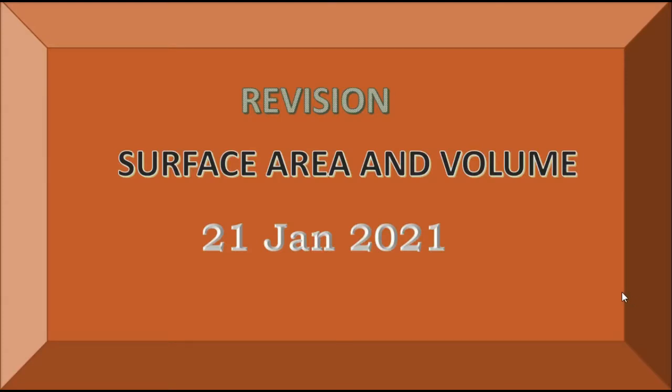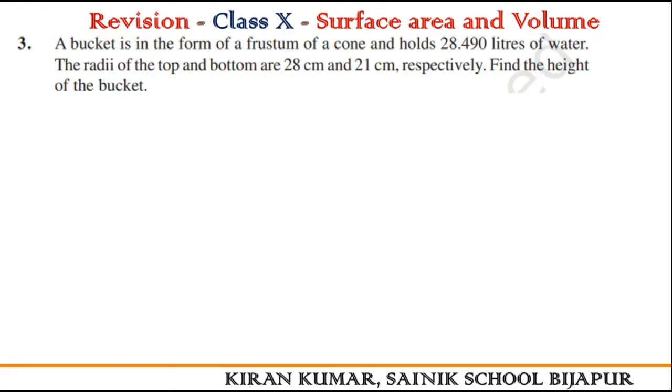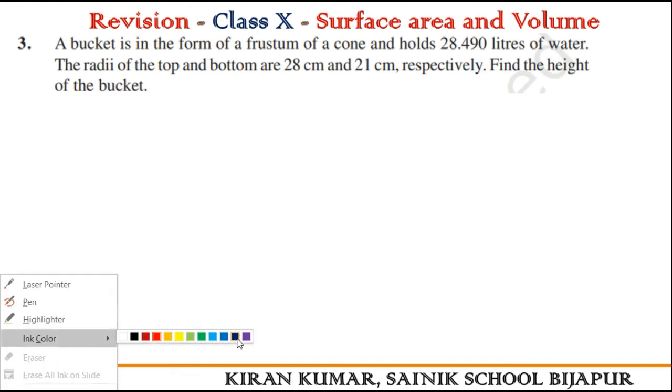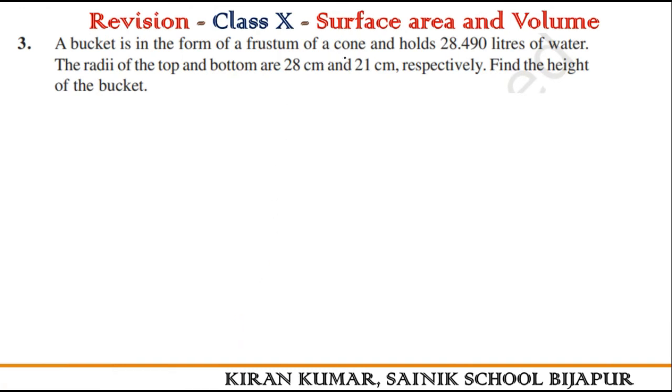Hello students, let us continue the session on revision of the chapter surface area and volume. Now the third question is, a bucket is in the form of a frustum of a cone and holds 28.490 liters of water. The radii of the top and the bottom are 28 centimeter and 21 centimeter respectively. Find the height of the bucket.